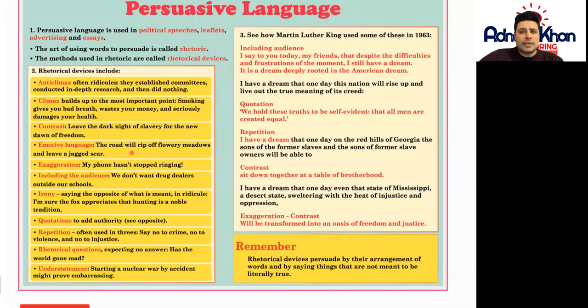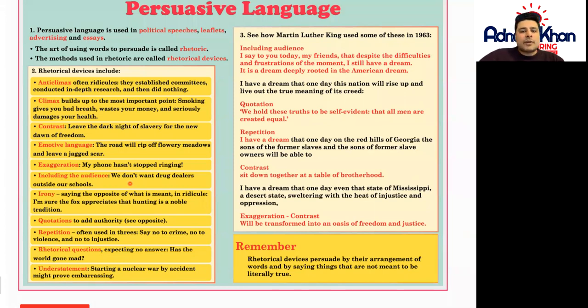You can also use the technique of exaggeration when using persuasive language, such as, my phone hasn't stopped ringing. So that just shows you that there's a bit of exaggeration going on. So exaggeration is another technique used in persuasive language. Including the audience: so we don't want drug dealers outside our schools. So you can create and use characters and people in your persuasive language to try and persuade people.